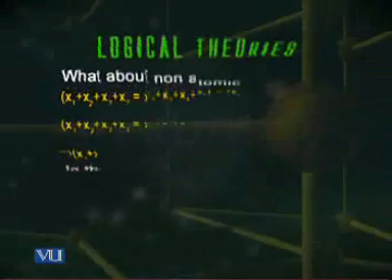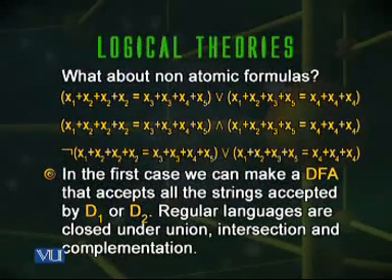And we have very simple algorithms which can take two DFAs and output a new DFA which accepts the union of the languages of those two DFAs. So we can use those ideas to come up with DFAs that accept these formulas. In the first case, we will make a DFA that accepts all the strings that are accepted by D1 or D2. Well, regular languages are closed under union, and that solves the first problem, the first formula. They're closed under intersection, and that solves the second problem, and they're closed under complementation.